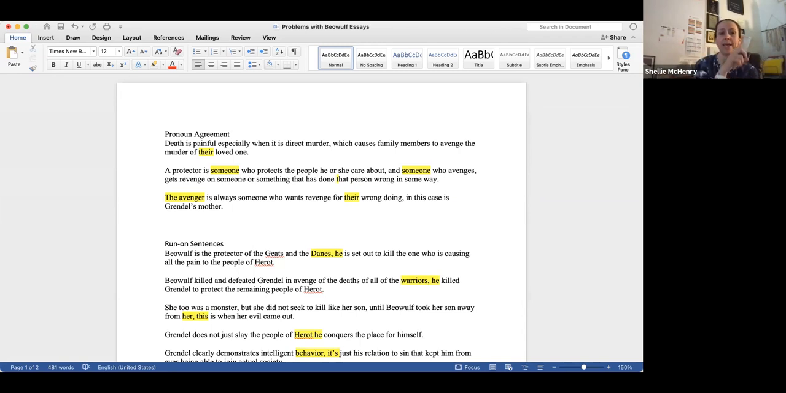So we could say the avenger, his or her, or we could say avengers are individuals who want revenge for their wrongdoing. So we need to have, again, subject and pronoun agree in whether they're singular or plural. So that's something I'm going to be looking for in this paper.